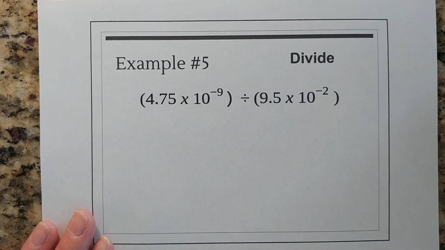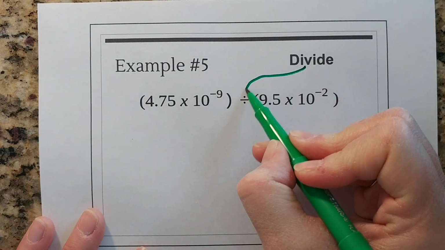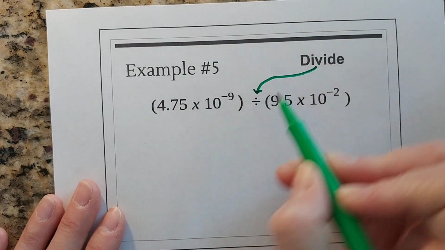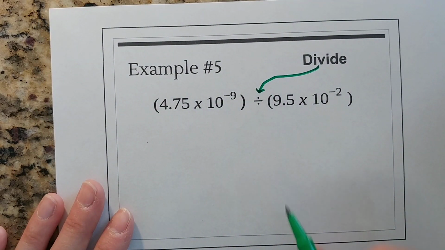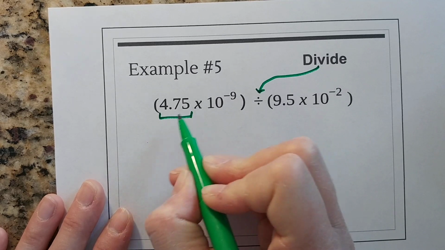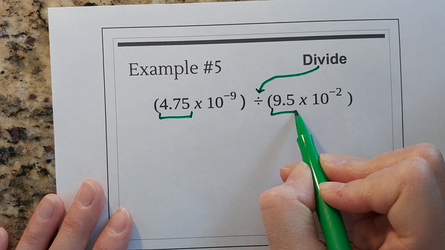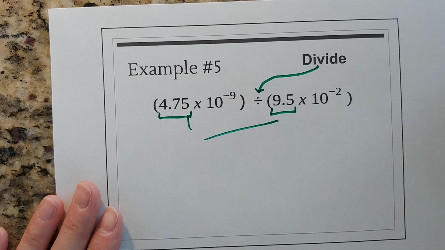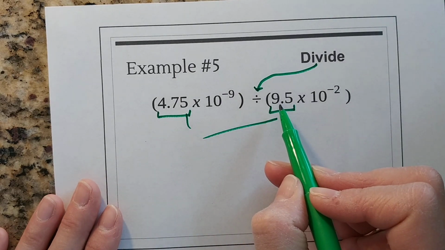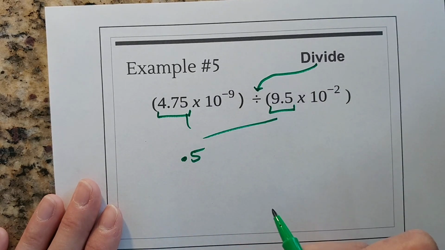All right, number 5. Looks like we're going to do another division. This time I'm not going to stack them on top of each other vertically. We'll just leave them out as they are. But I'm going to take this first number and divide it by 9.5. So in my calculator, I type in 4.75 divided by 9.5, and I get 0.5.